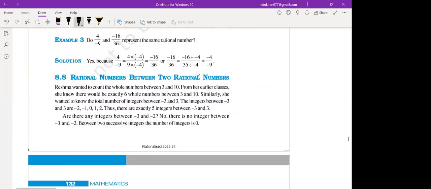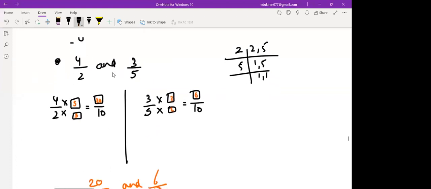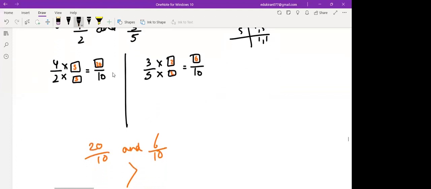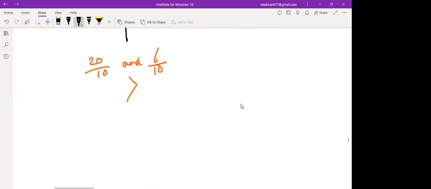Ma'am, one minute, I have a doubt. What if the denominators are different? See, the denominators are different here. Then this is the process. When denominators are different, first find the LCM and then do it like this. You will get the same denominator. This is the process to make the denominators the same. For example, I gave you this question, 5 by 10. The LCM of denominators? Yes, denominators.